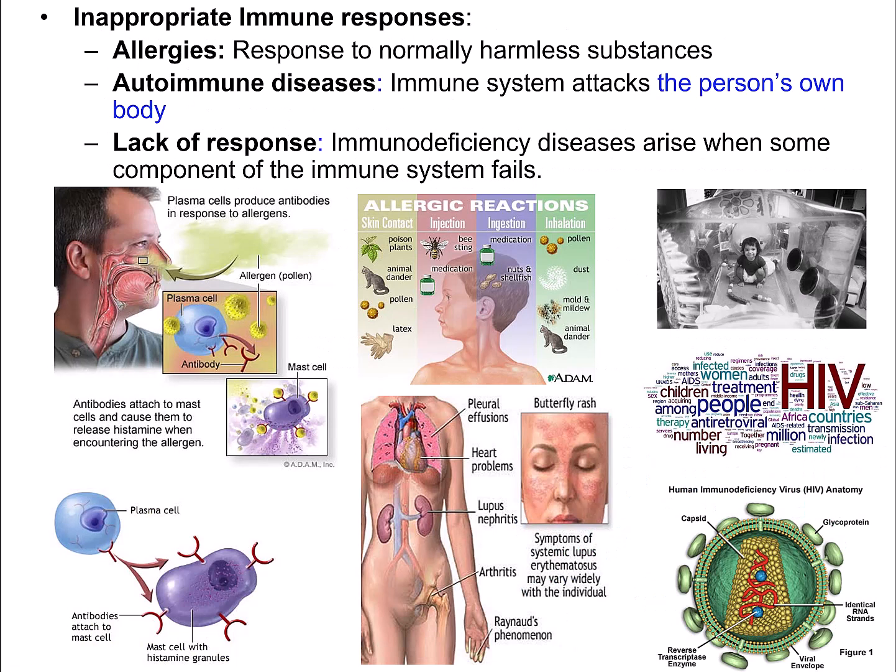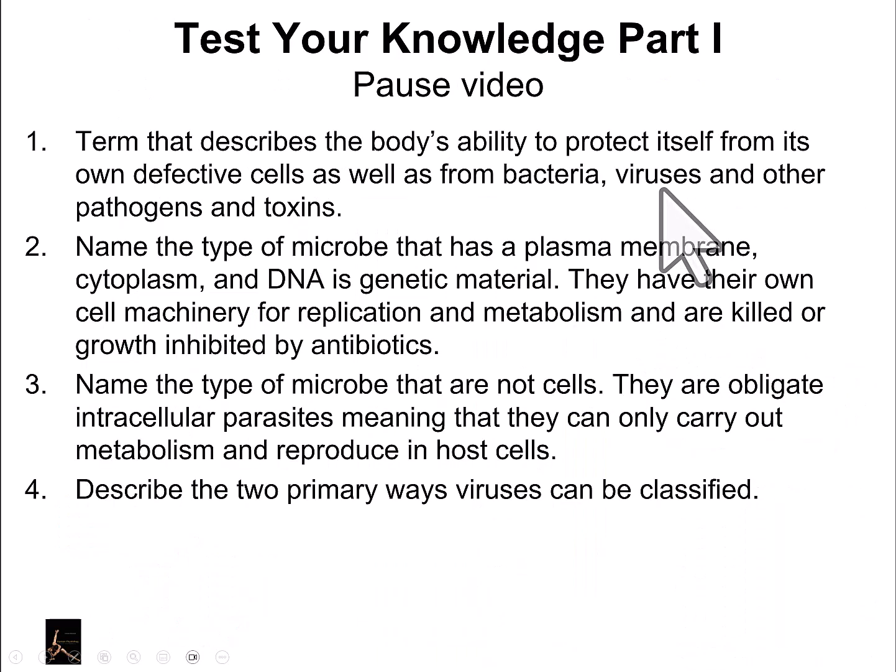Well, there are also inappropriate immune responses. So, for example, allergies are a response to normal, harmless substances. You have autoimmune diseases, where the immune system attacks a person's own body. And you also have a lack of immune response, such as in immunodeficiency diseases, which arise when some component of the immune system fails. All right, let's test your knowledge.